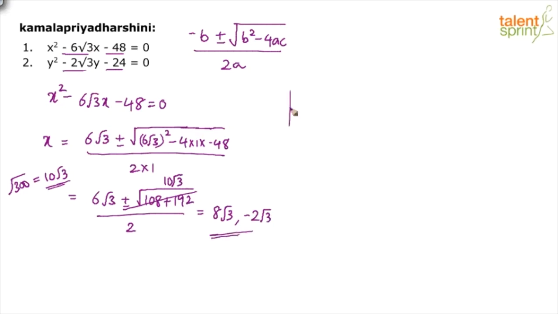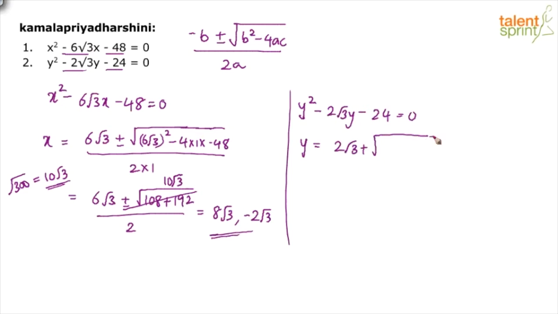Similarly, you can solve for y also. Let me do that. Solve for y now. y squared minus 2 root 3 y minus 24 equals 0. So y will be equal to minus b plus or minus root over b squared. So 2 squared is 4, root 3 squared is 3, 4 into 3, 12. Minus 4ac is minus 4 into minus 24, which is plus 96, divided by 2.